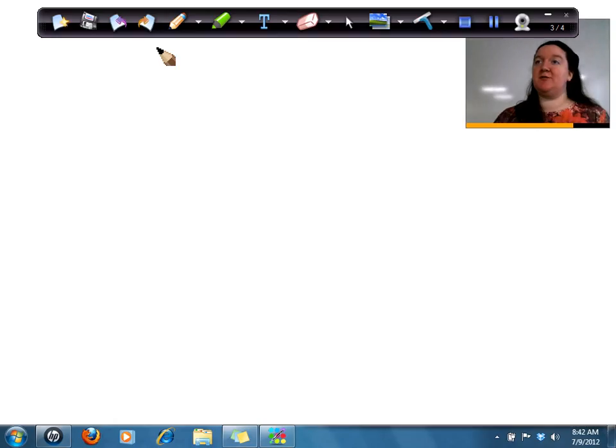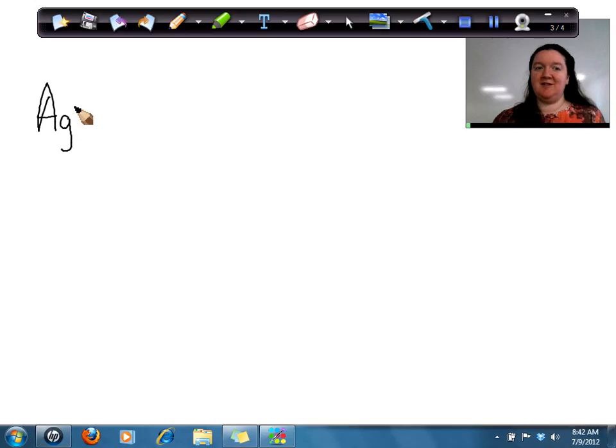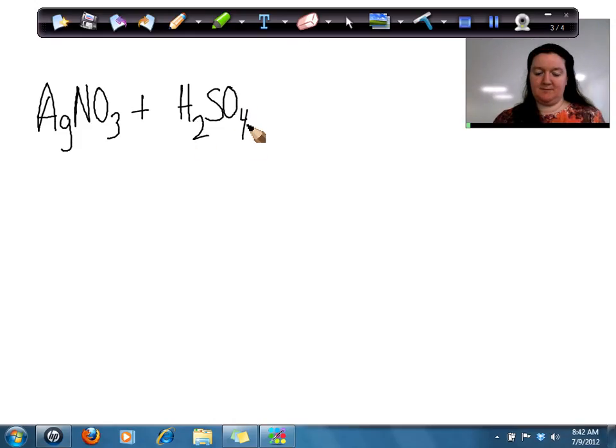Question number 11, silver nitrate. If you look at silver, what is the charge on silver? Silver has a +1 charge. If you look at nitrate, NO3, it has a -1 charge. So if I'm looking at silver nitrate, that would be my formula. And it's reacting with sulfuric acid. Sulfuric acid is taking sulfate with hydrogen, H2SO4. And it is producing silver sulfate.